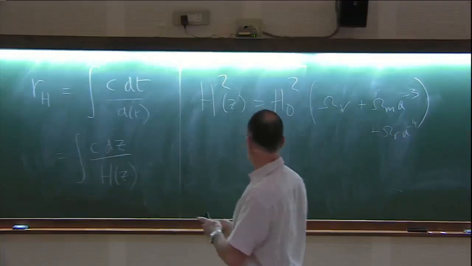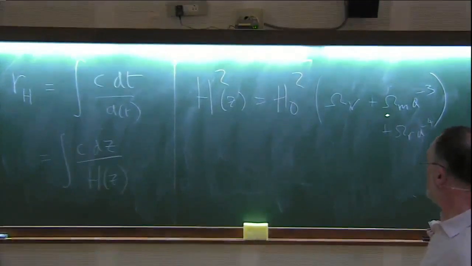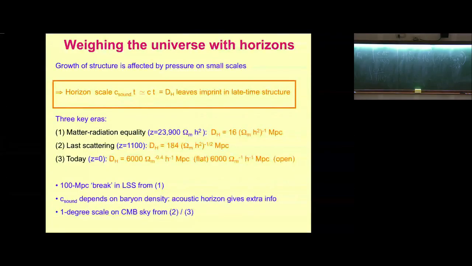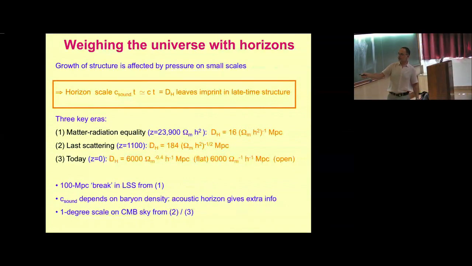So the horizon sizes can be worked out and they involve the cosmological parameters, particularly the matter density. So if you do this at matter radiation equality, you find a horizon size of 16 megaparsecs. You do it at last scattering, where the CMB comes from, it's a couple of hundred. You do it today, it's about 6 gigaparsecs. And the interesting thing is, particularly for today, scaling with the density parameter is quite different depending on whether you have a flat universe, that is one where the matter and vacuum densities add up to 1, or whether it's open, that is, there's no vacuum density, which is what everybody would have assumed prior to 1990.